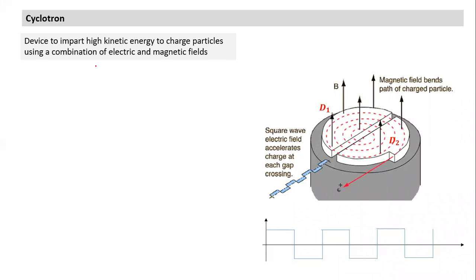And it's a device to impart high kinetic energy to charged particles using a combination of electric and magnetic field. And what is the shape here? They call it two D's, because the shape is like the letter D of the English alphabet. So I can think of a D as what?